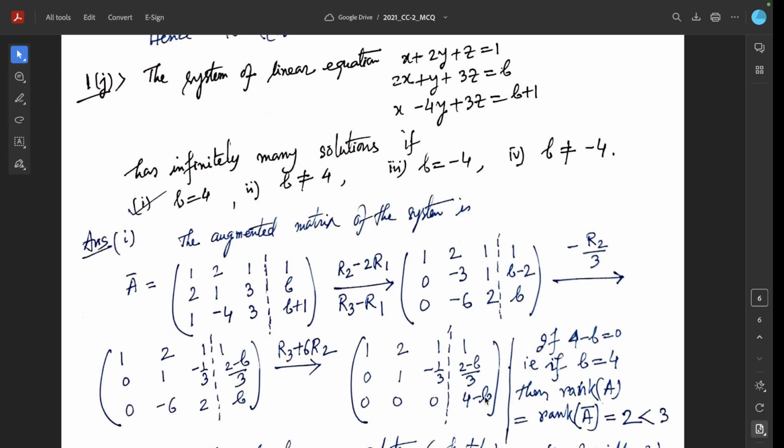If 4 minus b equal to 0, that is if b equal to 4, rank of A is 2, and rank of the augmented matrix A bar is also 2, which is less than 3. The number of unknowns is 3. So the system has infinitely many solutions if b equal to 4.